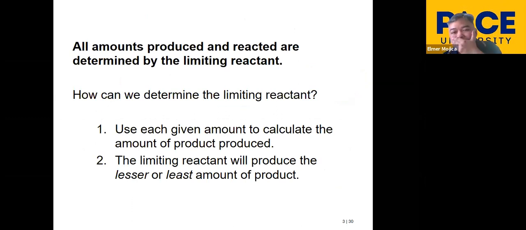Now the question: how do we determine the limiting reactant? You use the given amount to calculate the amount of product produced. Usually the limiting reactant will be the one that produces the lesser or least amount of product. So whenever you're given the amount of both reactants, you react each and determine how much product is going to form. The one that gives less is the limiting reactant.